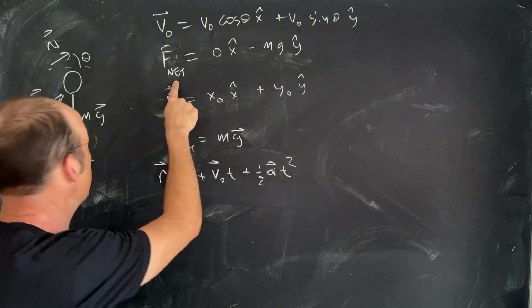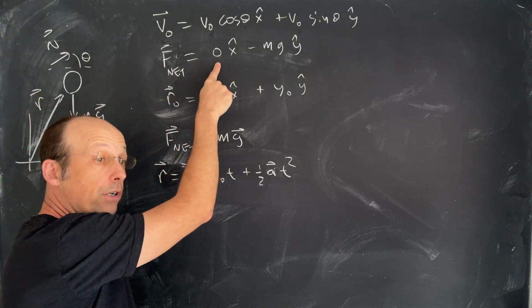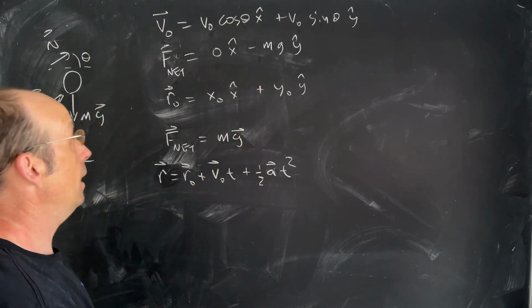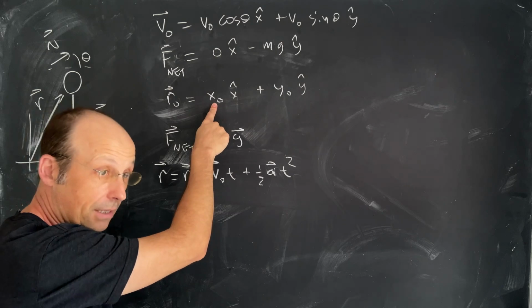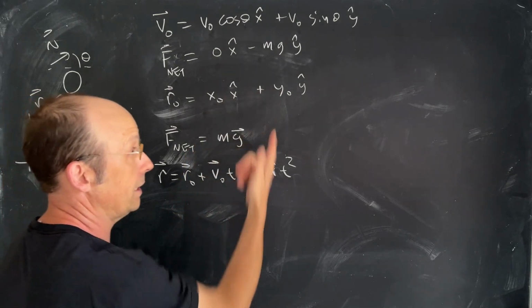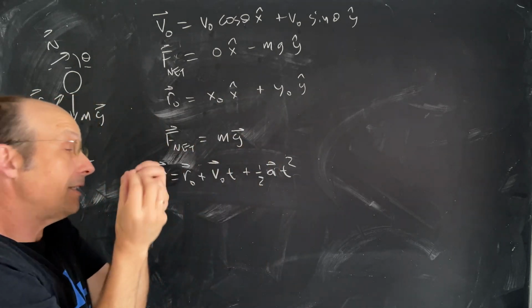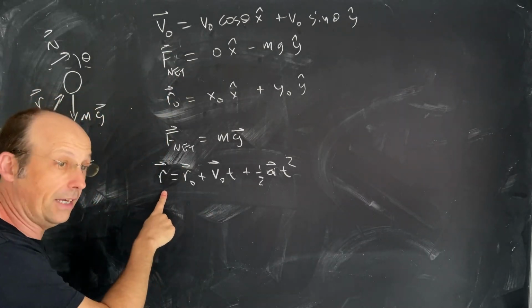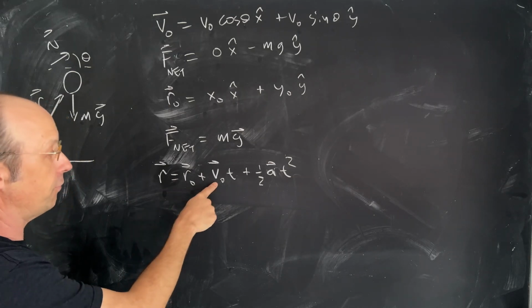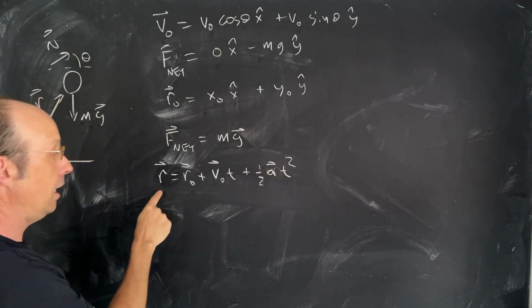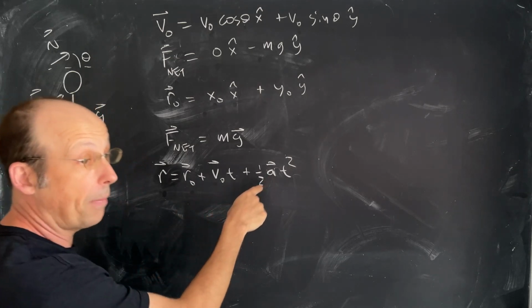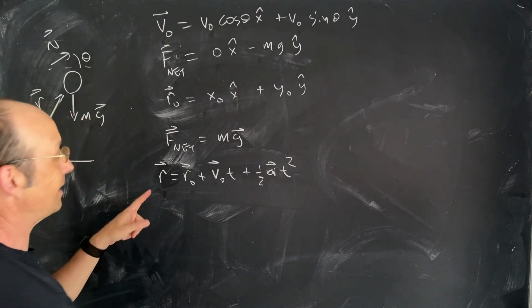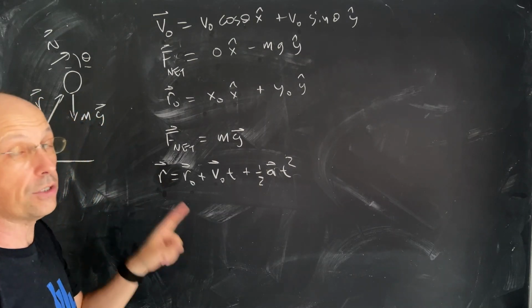The net force is just the downward gravitational force. So there's no net force in the x direction. I'm going to put 0 x hat and then minus mg y hat in the y direction. And then the initial position is x0 x hat plus y0 y hat. And instead of writing two kinematic equations, I can write just one kinematic equation. It looks like this. Instead of saying x is x naught plus vx naught t, with 0 acceleration, and y is y0 plus vy0 t minus 1/2 g t squared, I combine that into this one vector equation. So this is the same thing, just as one equation, as a vector.